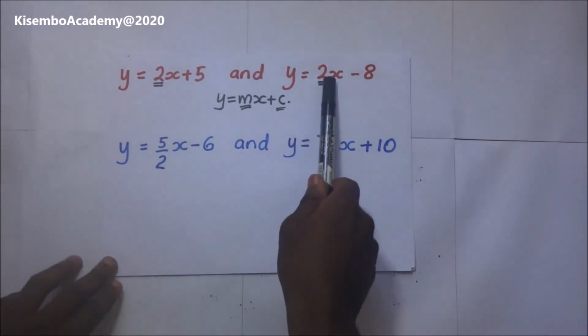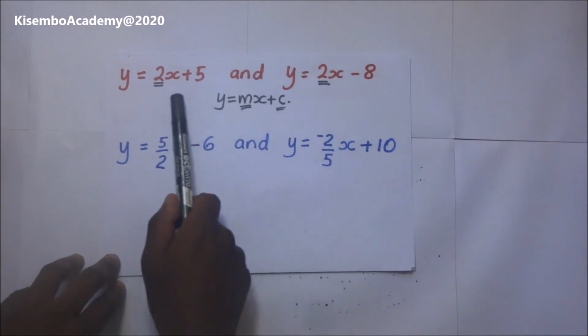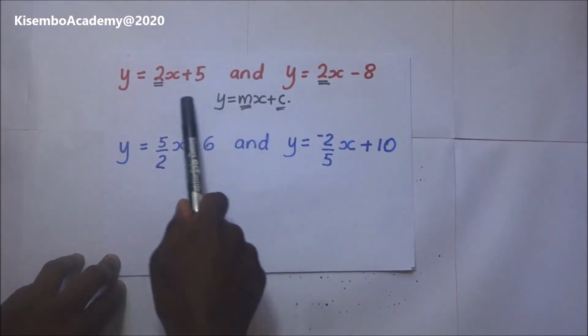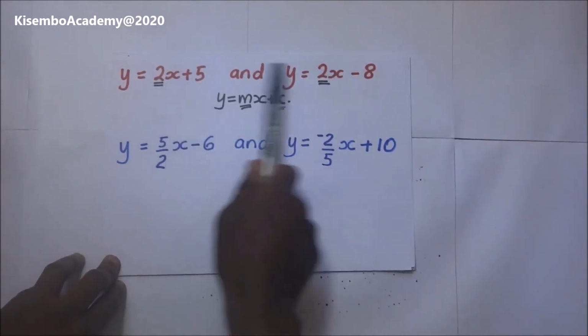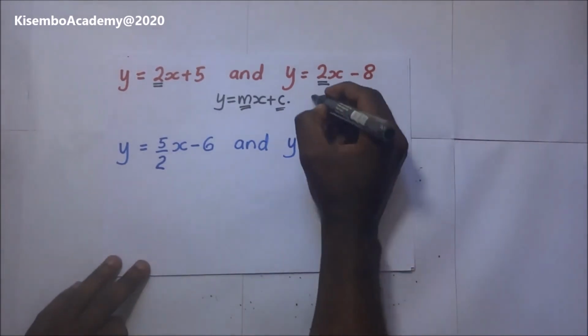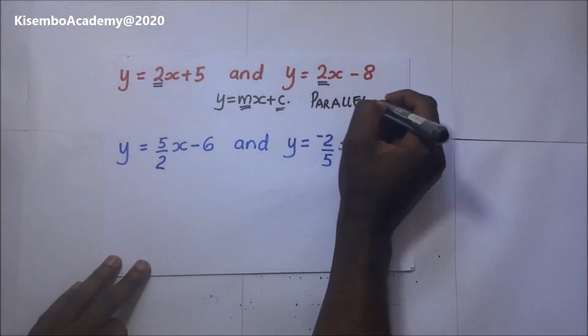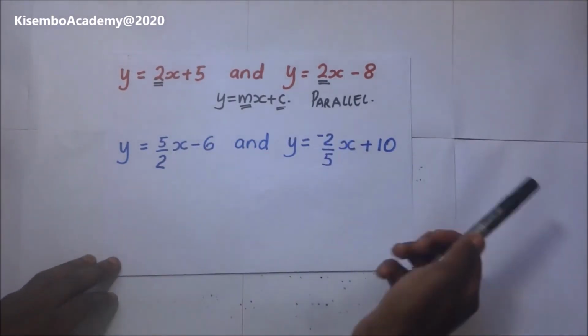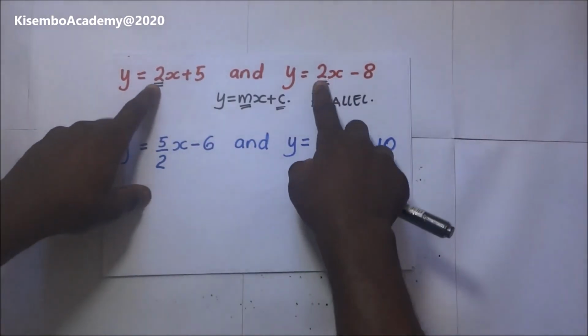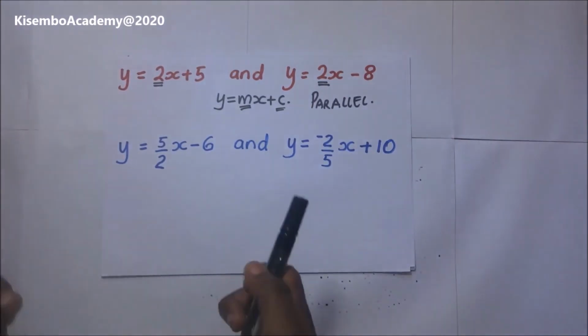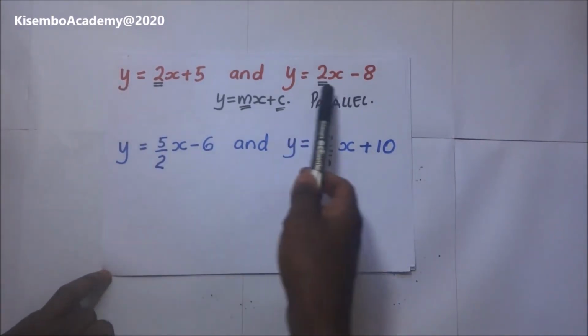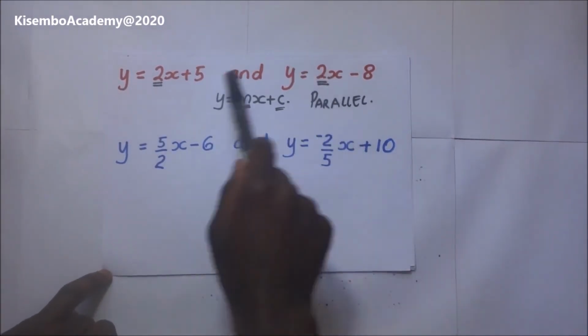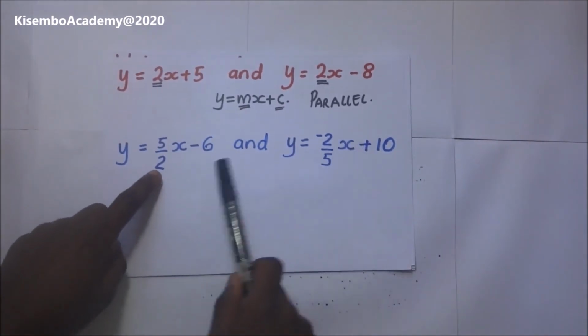Now, in the first case, when the value of m is the same, it means that these 2 lines are parallel. So let's take it from there: parallel lines have the same gradient, or the same value of m. That is how you tell that one line is parallel to another, when their gradient is the same.